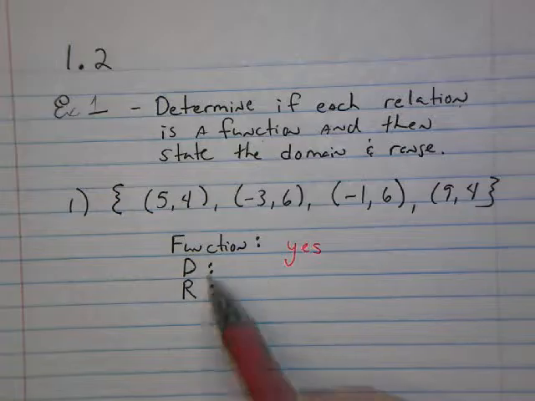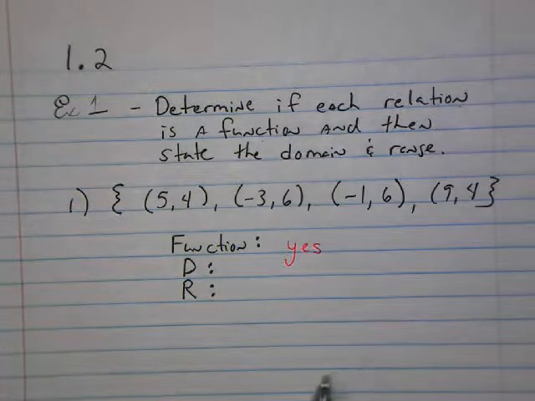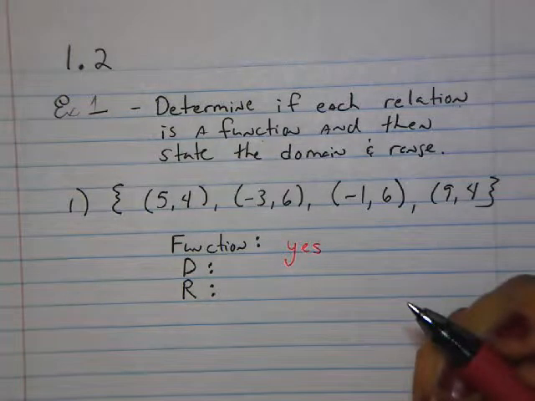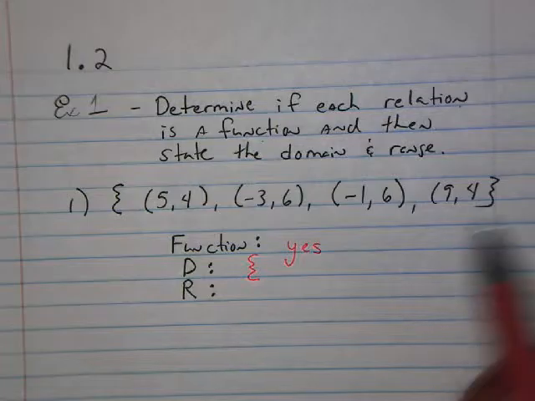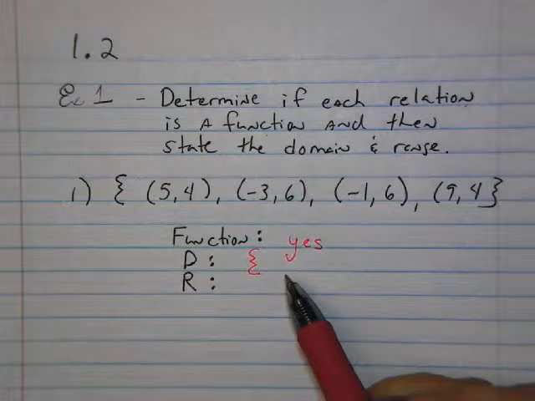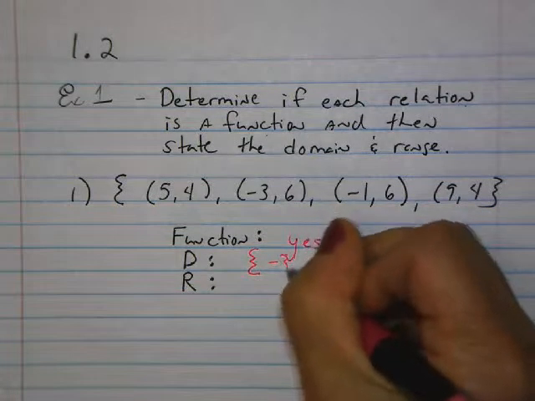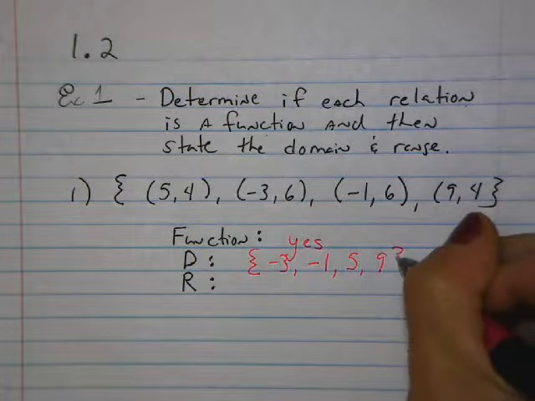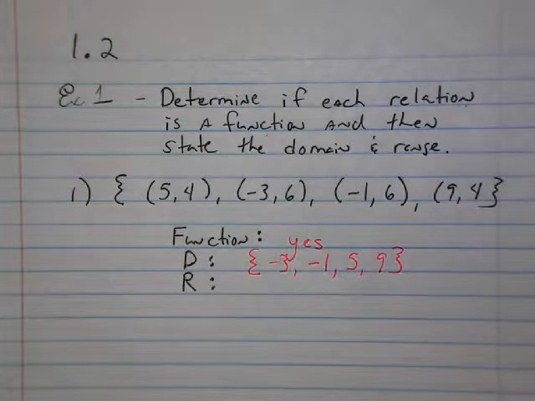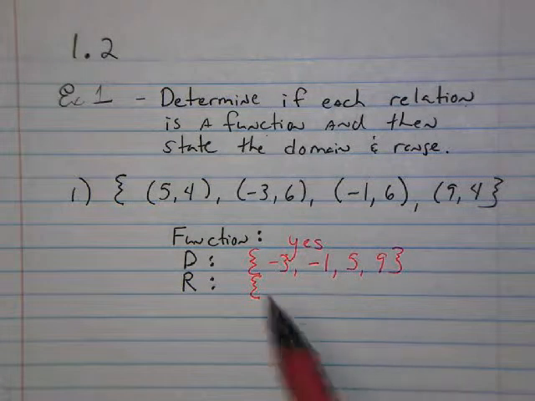So now we want to talk about what is the domain and what is the range. So the domain are the x values, the values for the function along the x-axis. We're going to put them in a set notation, and I like to order them from smallest to biggest. So I'm going to put a -3, -1, 5, and 9. Because we read from left to right, so therefore we should probably list our numbers from left to right. And my range are my y values or my outputs, and I have a 4 and a 6.